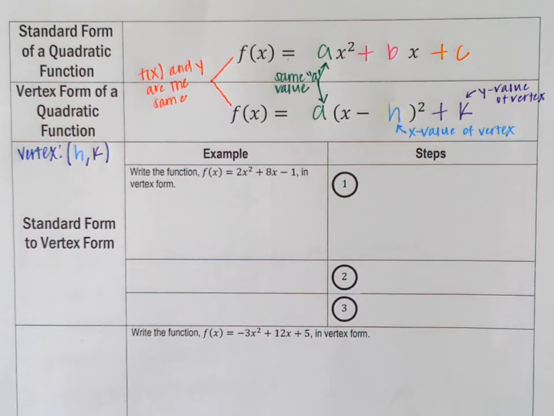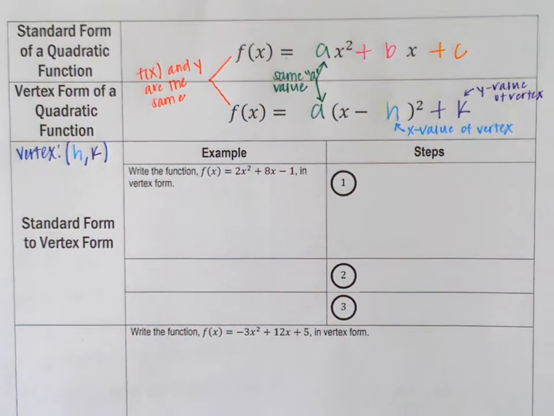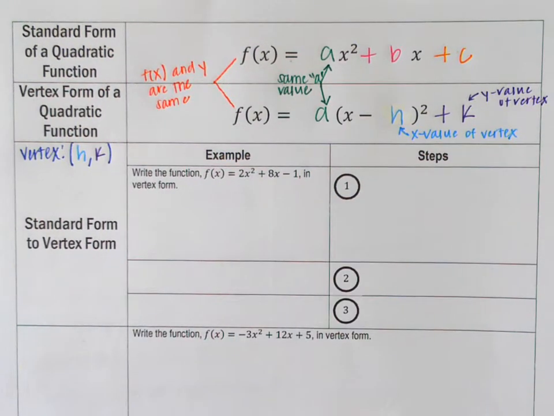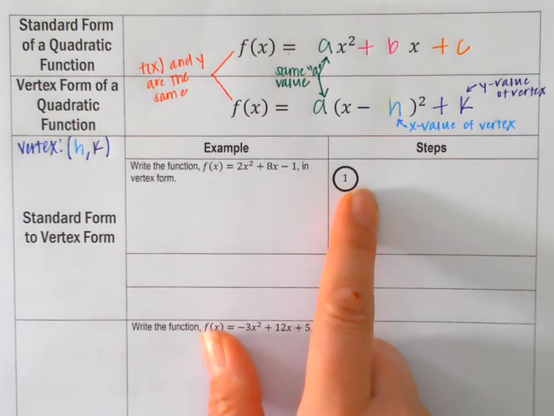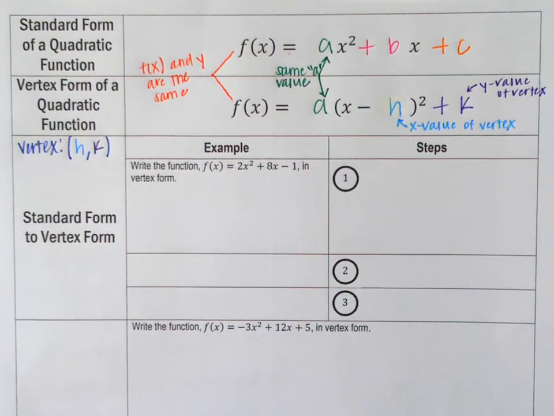Okay, so an example, it says write the function f of x equals 2x squared plus 8x minus 1 in vertex form. So we have 3 really easy steps. The first one is probably the most involved, but you've already done it. So our first step is to find the vertex of the quadratic.